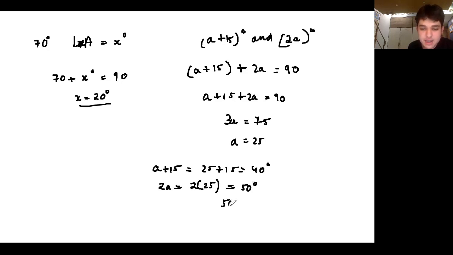And 50 plus 40 is equal to 90 degrees, right? So therefore, this is how you can prove that they are complementary. So 50 and 40 would be your answer to this type of question, yeah? So that's supplementary and complementary angles which we've got.